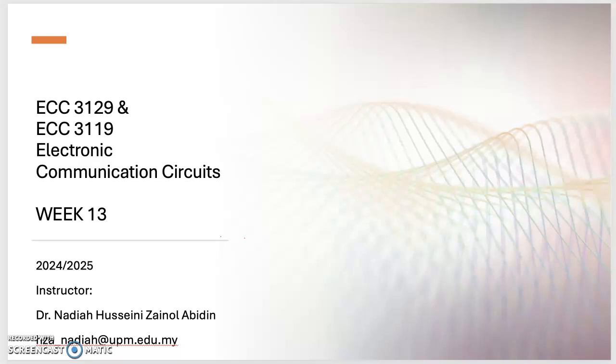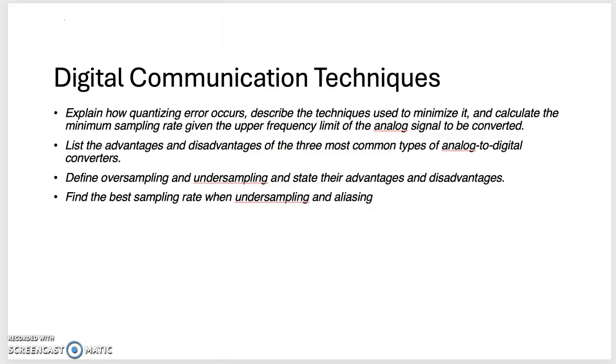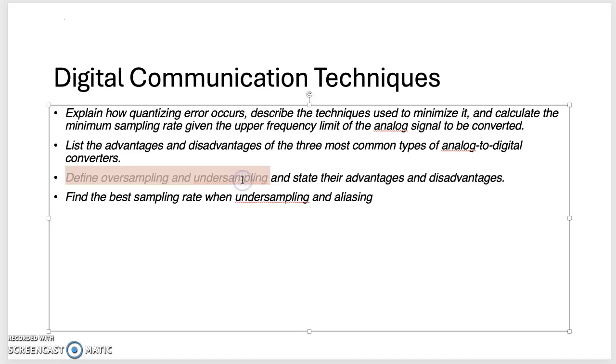So we are doing the week 13 lecture for ECC 3129 and ECC 3119 for the Electronic Communication Circuits class. So let's talk about digital communication techniques. We have talked about this in week 11, and we will do a little bit of recap. But for today's class, I would like to go over oversampling and undersampling in more depth, and then we will find out how to get the best sampling rate when we are undersampling and aliasing.